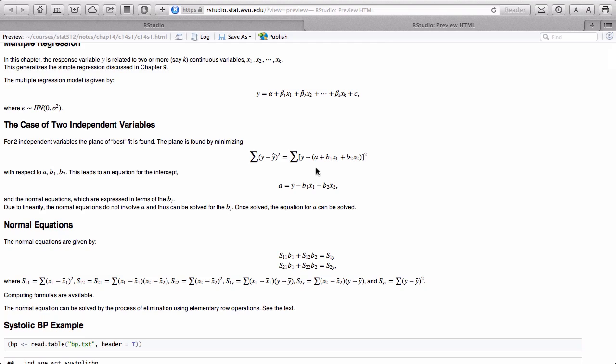If I characterize a plane, I can characterize it as A, which is where the plane intercepts the y-axis, plus B1 x1 plus B2 x2. Now what I want to do is estimate from the data A, B1, and B2, the two corresponding slopes. So what I want to do is minimize that sum of squares of the residual.